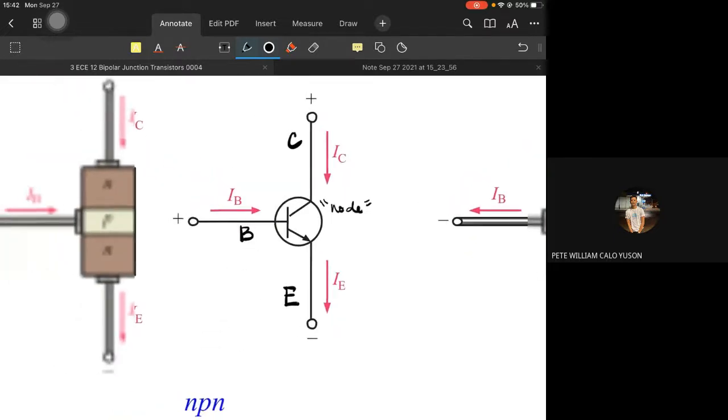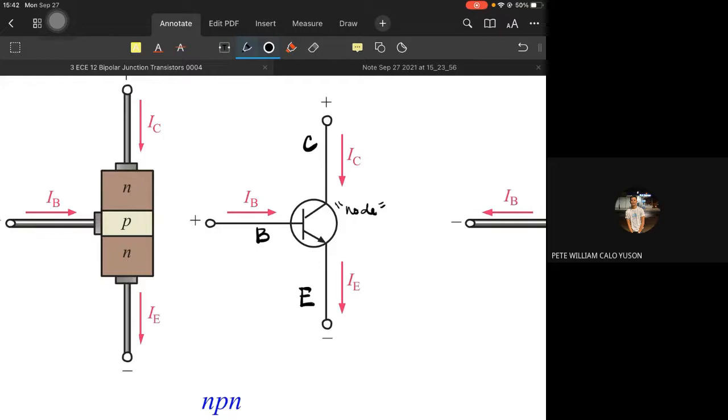Based ani, unsa ang gapasulod ug unsa ang gapagawas. Ang gapasulod is ang IB ug IC. And ang gapagawas is IE. So we have a relationship then of IE and IC and IB, which is IE is the sum of IC and IB. Okay? This is equation number 1. So, memorize na natin niya.